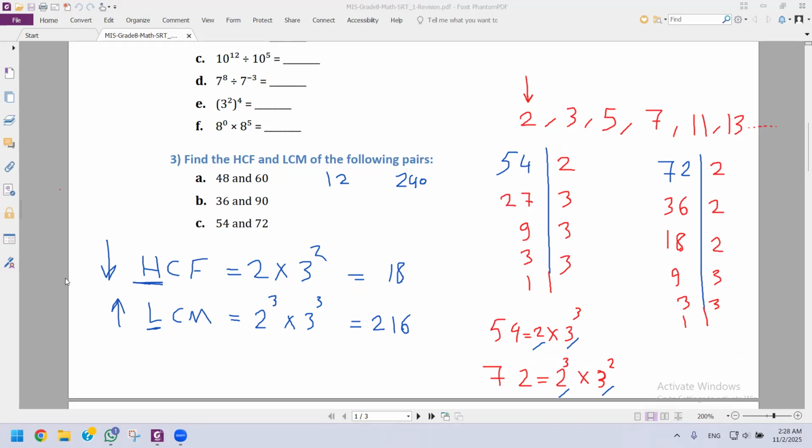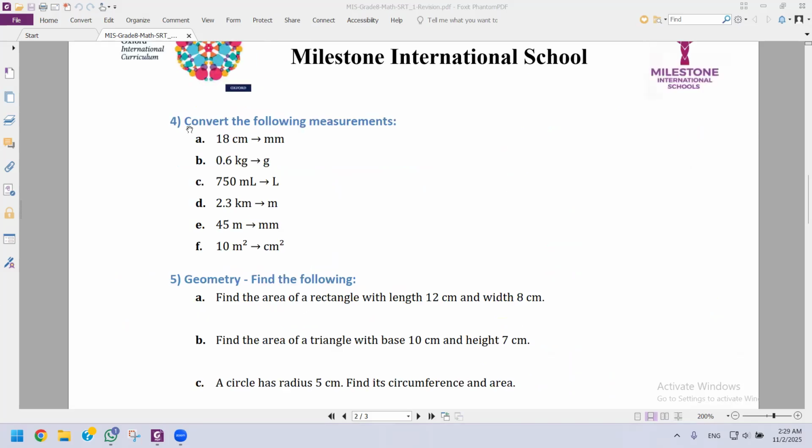Okay. Next, convert the following measurements. We said that we have to memorize. We already wrote them on the notebook. Kilometer, meter, centimeter. Just write them in order. Kilometer, meter, centimeter, millimeter.